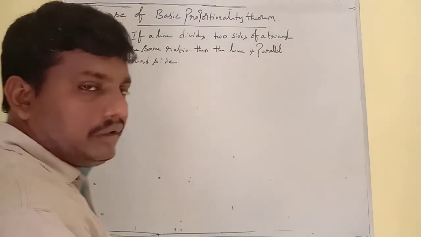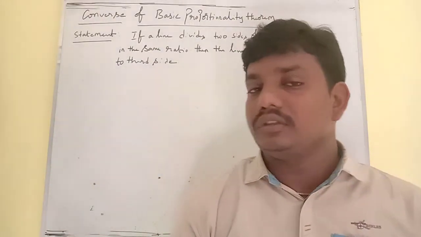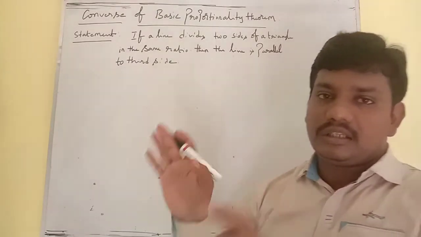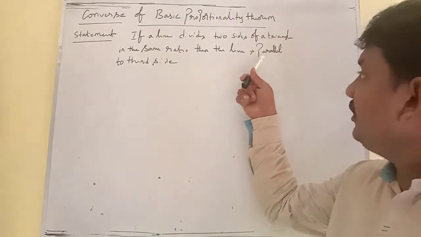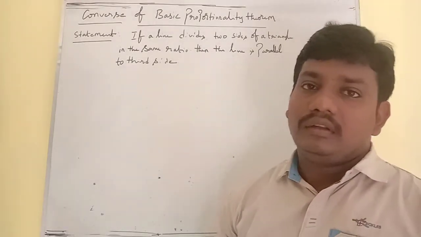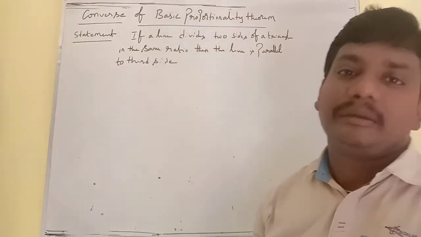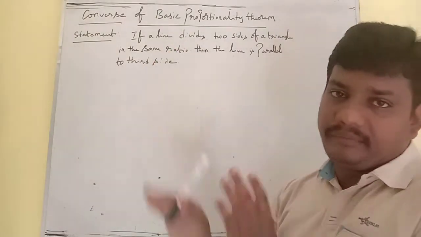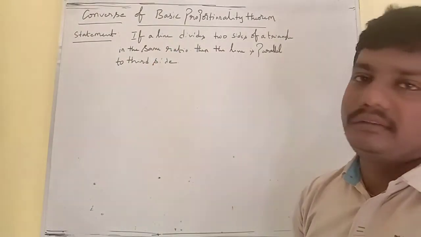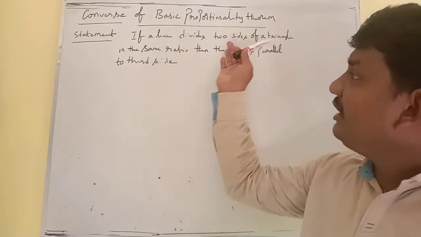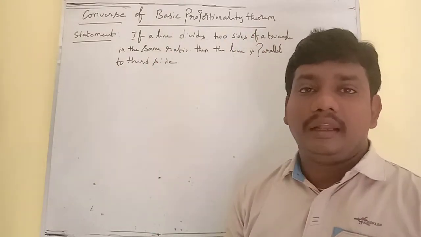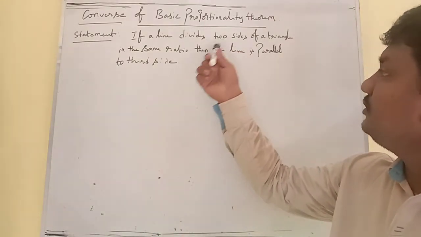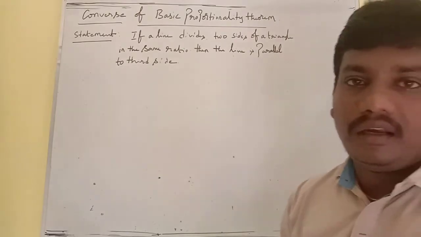So this is the statement of the converse of basic proportionality theorem. In the basic proportionality theorem, if a line is drawn parallel to one side, that line divides the other two sides in the same ratio. Whereas the converse is the reverse of the statement. If a line divides two sides in the same ratio, then the third side is parallel to that given line.